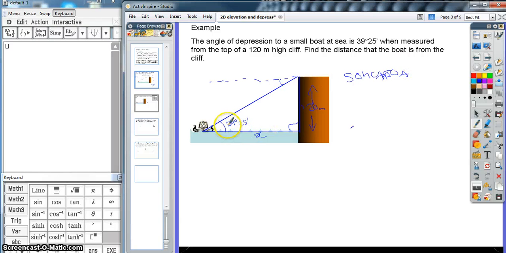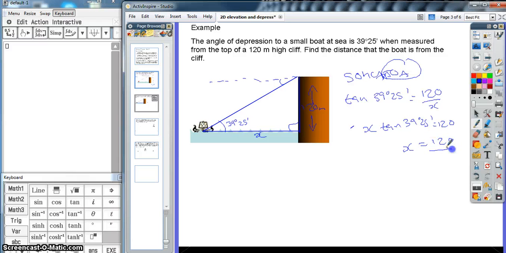And we've got the opposite and we've got the adjacent. So it's going to be tan of 39 degrees 25 minutes is equal to the opposite, which is 120, over x. We need x on its own, so to rearrange this, we're going to have to multiply both sides by x. There's 120, and then divide both sides by tan 39.